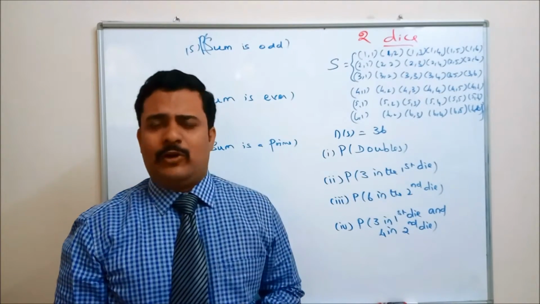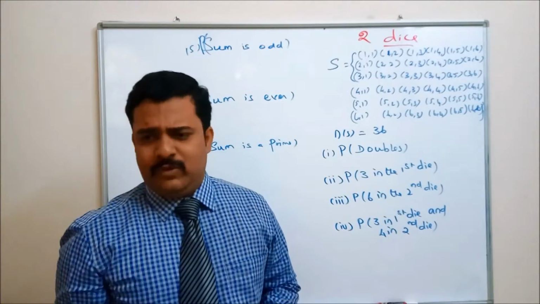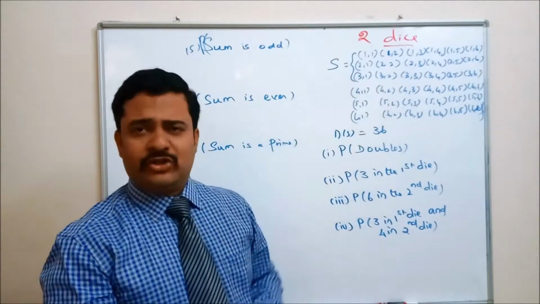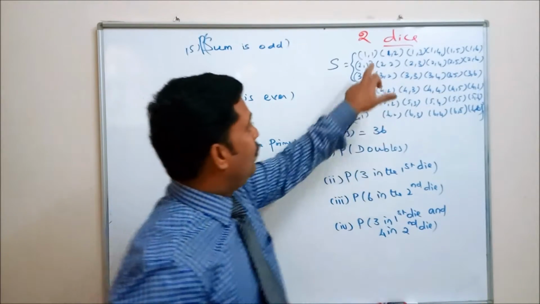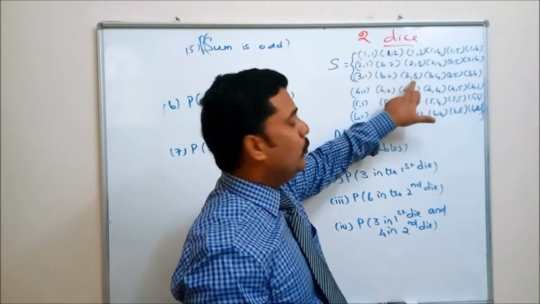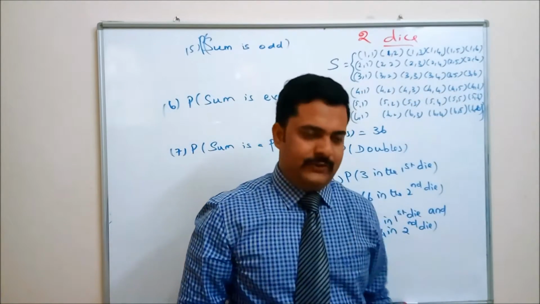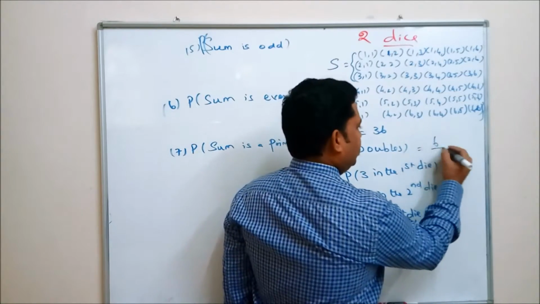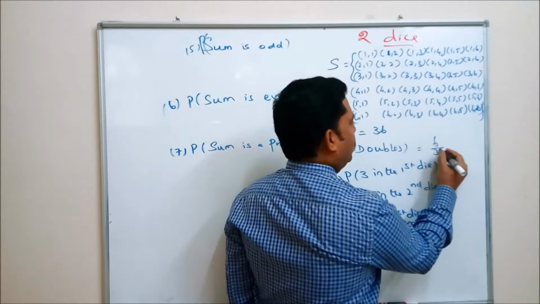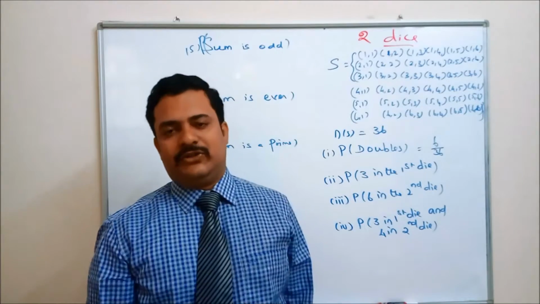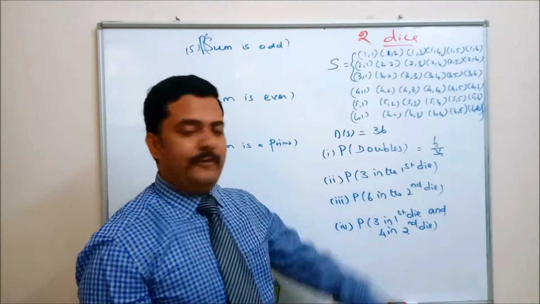Probability of getting a double. What is a double? Good. Both the numbers are same. How many same numbers are there? Very good. 1 1, 2 2, 3 3, 4 4, 5 5, 6 6. There are 6 numbers. So totally it is 6. What is the total number of outcomes? 36. So 6 divided by 36.